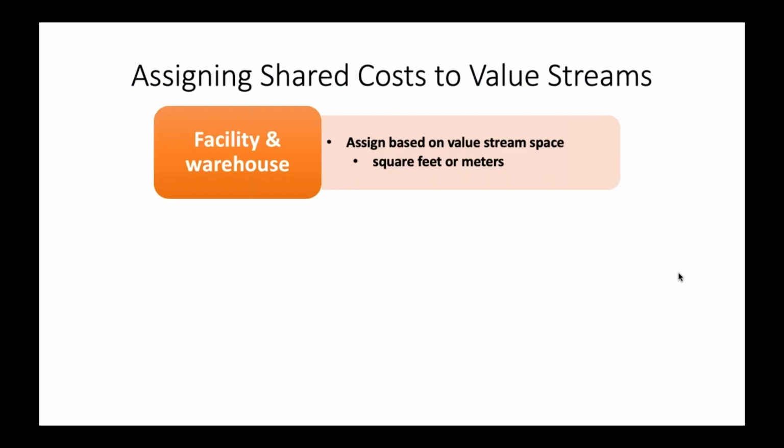So here are some tips. Facility and warehouse costs: assign these costs based on the value stream's square feet or square meters. Less space is needed over time because of lean. As you deploy lean practices, you should shrink your space, and therefore the assigned cost goes down. I was one time in a factory doing some lean accounting consulting where half the factory was empty because they had created flow, they needed less space, and so they had half the factory empty, which was reserved for future growth.